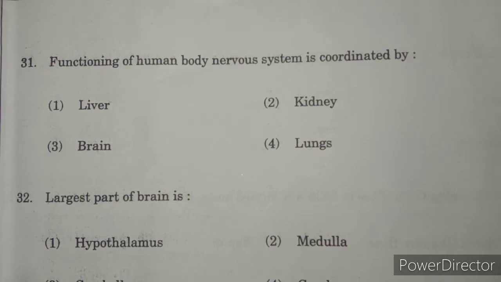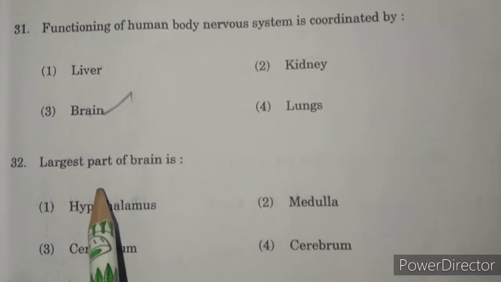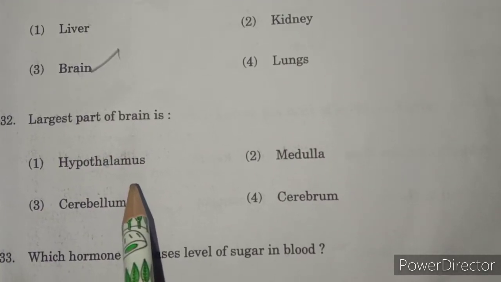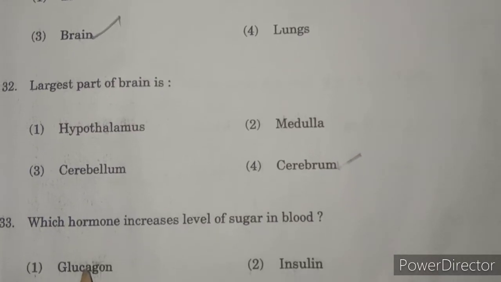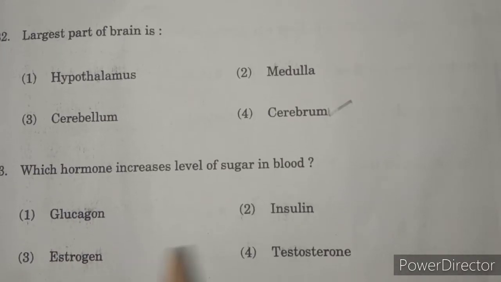Functioning of human body nervous system is coordinated by. Third is correct answer, brain. Largest part of brain is. Fourth is correct answer, cerebrum. Which hormone increases level of sugar in blood? Insulin is correct answer.